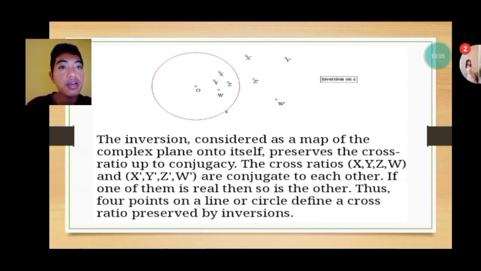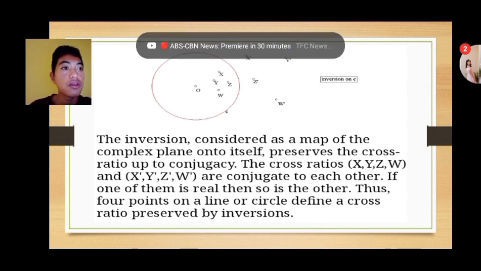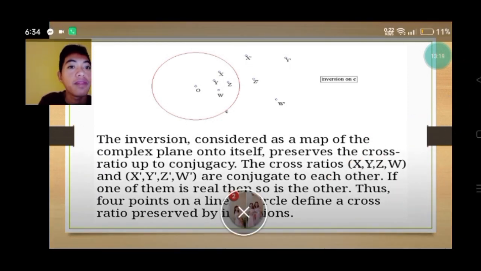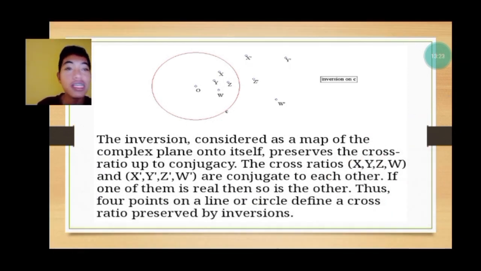The inversion is also considered as a map of the complex plane onto itself. So it preserves the cross ratio up to conjugacy. The cross ratio of X, Y, Z, W and the cross ratio of their inverses X prime, Y prime, Z prime, W prime are conjugate to each other. If one of them is real, then so is the other. Thus, the four points of a line or circle define a cross ratio preserved by inversions.